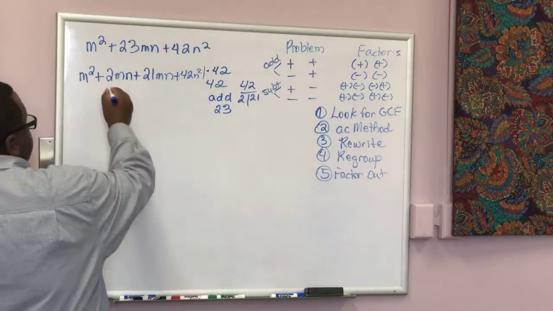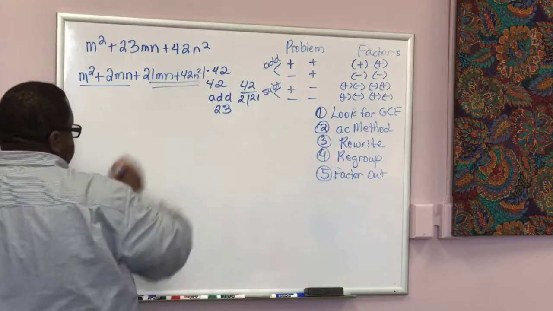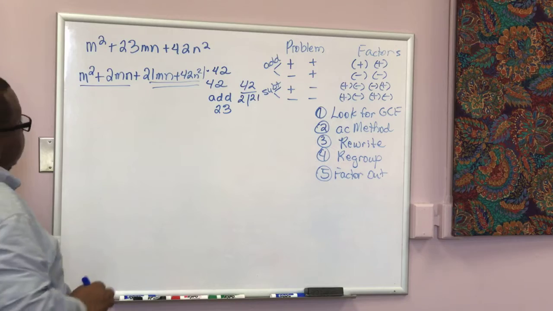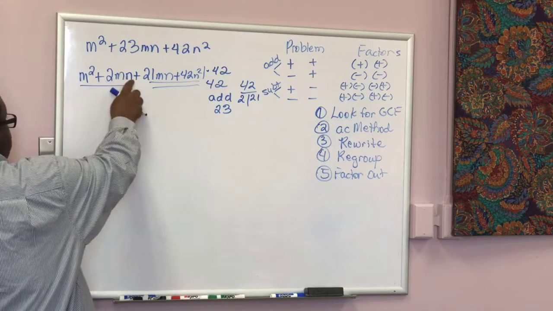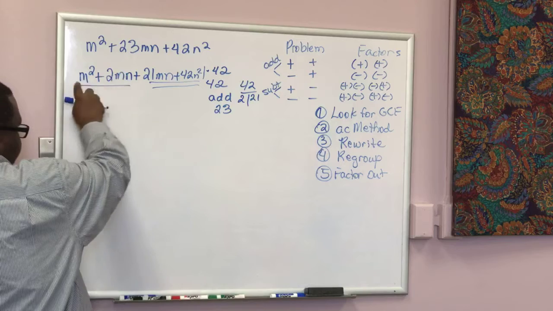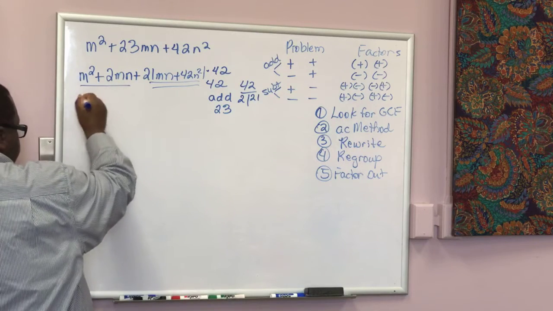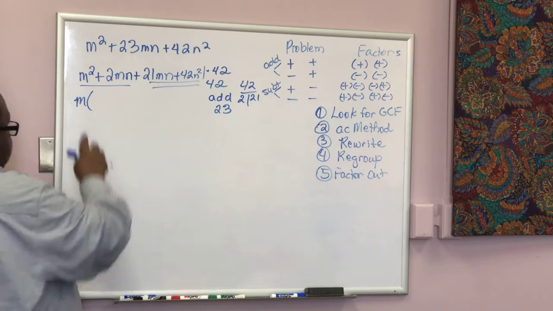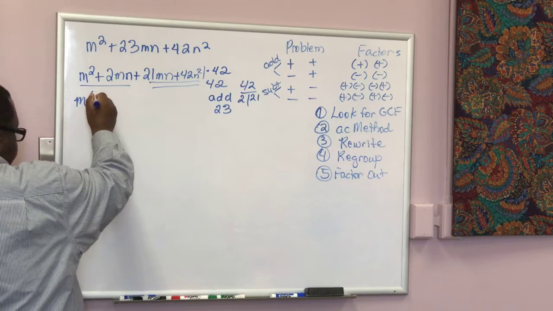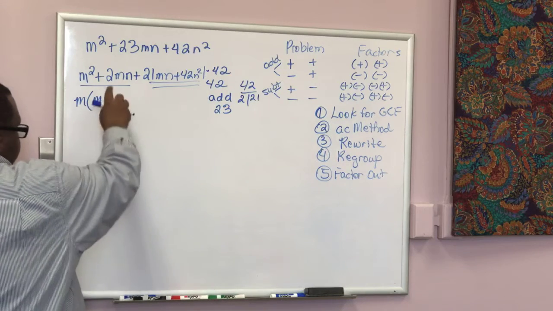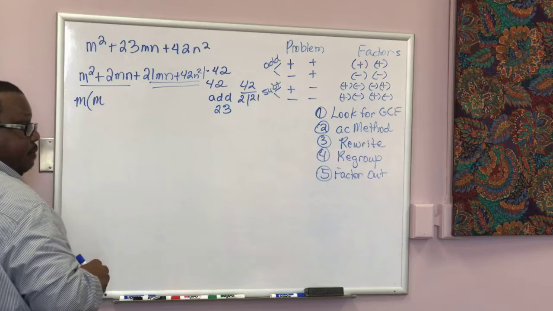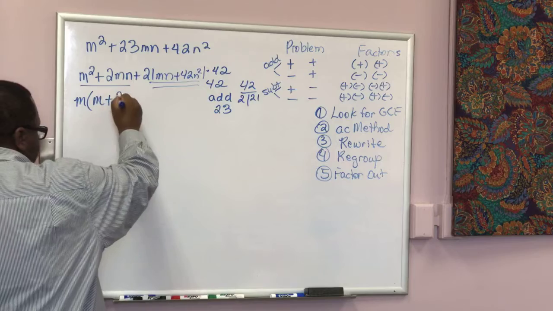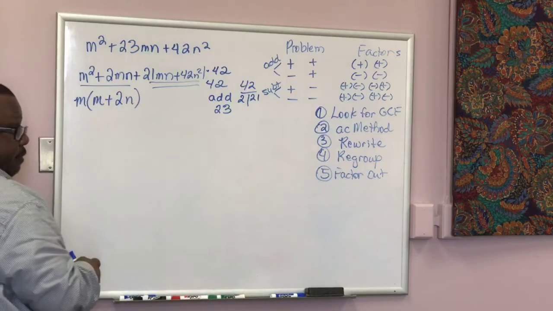Regroup it. So you go to your first set and the last two sets, and we're going to regroup those to another set of factors. Okay? So m squared plus 2mn, what are they sharing? They all share the m. So we're going to take that out. And then we're going to do what? Divide. Right? So what's m squared divided by m? M, right? And what's 2mn divided by m? 2n. Because the m cancels out. All right, this step is division, right?